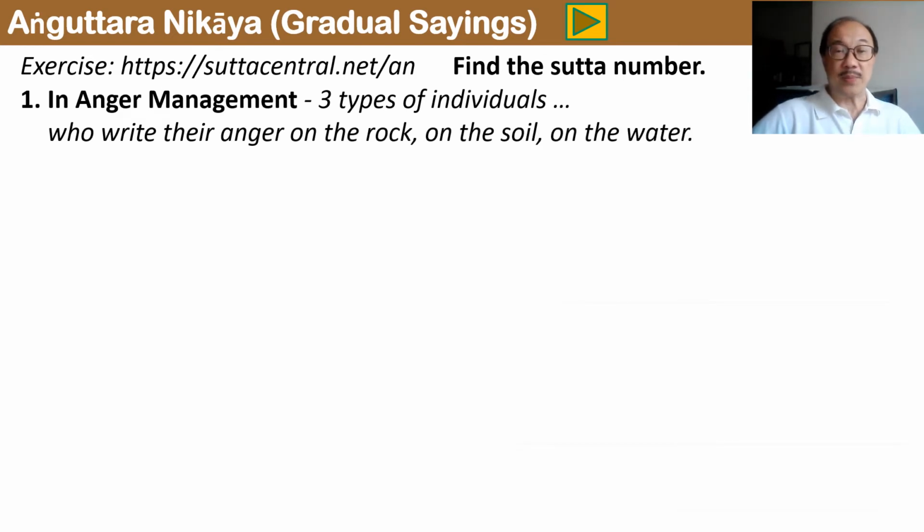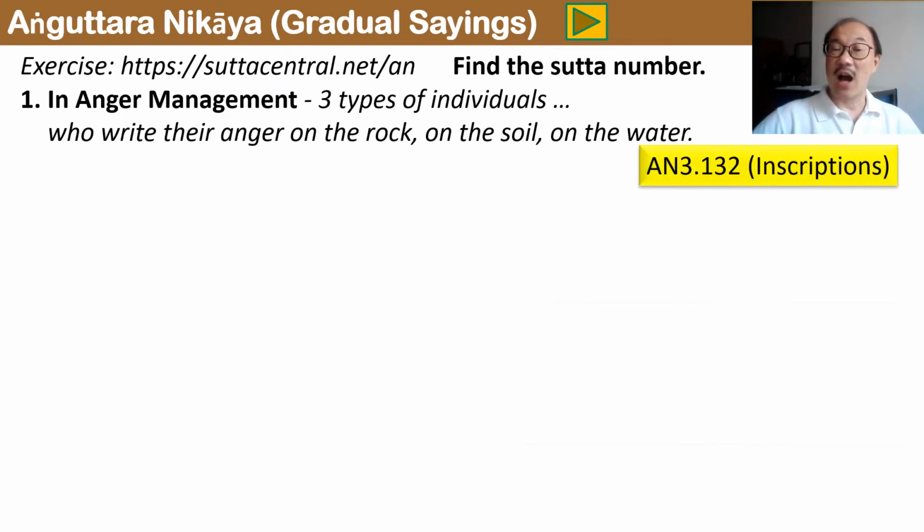Remember, in the anger management course that you may have gone through earlier with me, there are 3 types of individuals: those who write their anger on the rock, those who write on the soil, and those who write on the water. You may like to pause for a while, go to your browser, and find the reference number. Good. Now, the answer is Anguttara Nikaya, Book of the Threes, Sutta number 132. The topic is inscription. Should not be difficult to find, right?